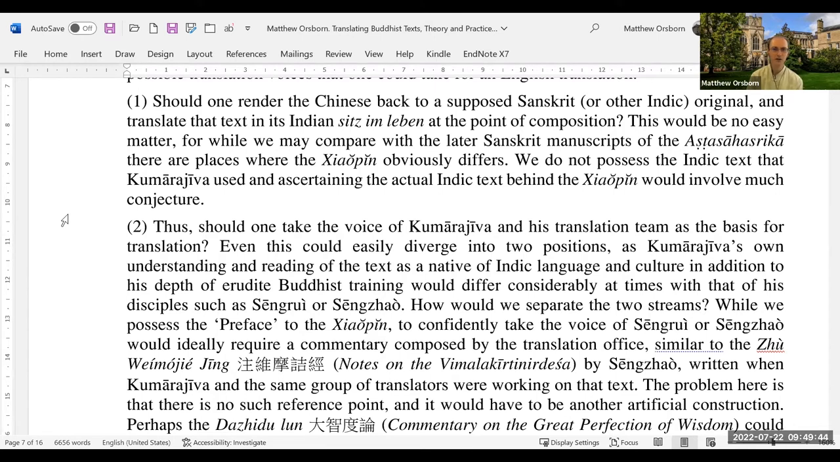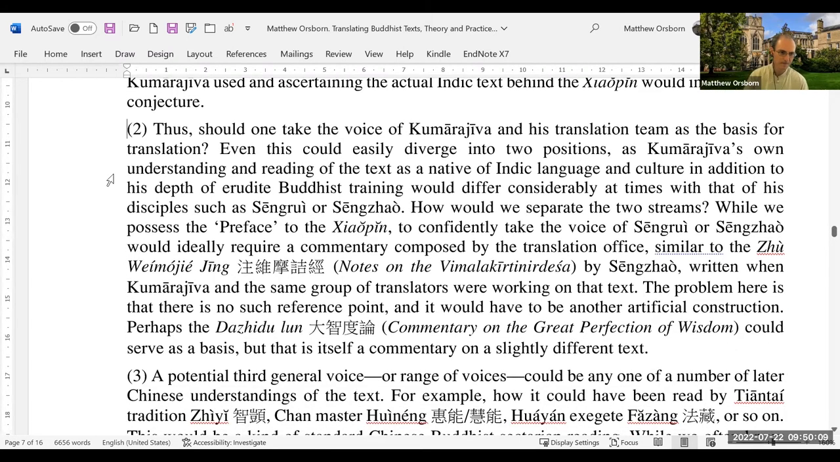Now, this would be no easy matter, for while we may compare with the later Sanskrit manuscripts of the Ashtasahasrika that we have now, there are places where the Xiaopin obviously differs, and we don't possess the Indic text that Kumarajiva himself used. So ascertaining the actual Indic text behind the Xiaopin would involve a fair amount of conjecture. I mean, it's just basic philological work, but it's still conjecture.